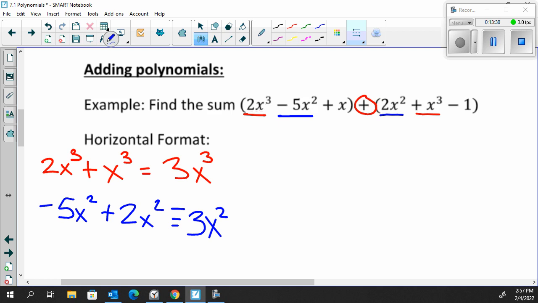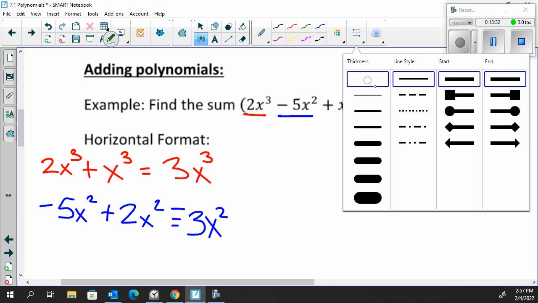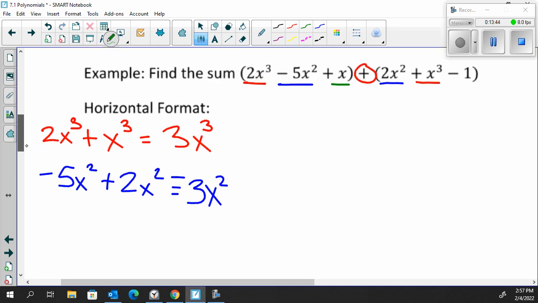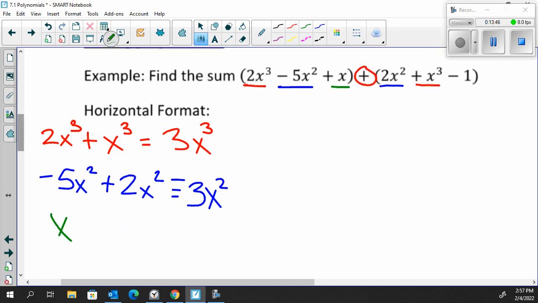Okay, now I just keep going. I have x. Is there a single x over here? Nope. Don't let it freak you out. There isn't. There's no single x. That's okay. It's x plus nothing. There are no other x's. So it's just x.